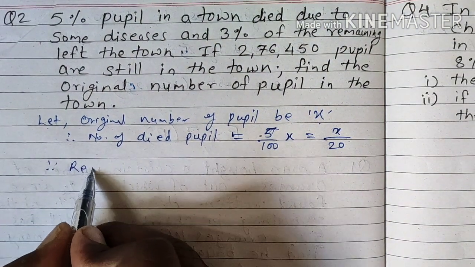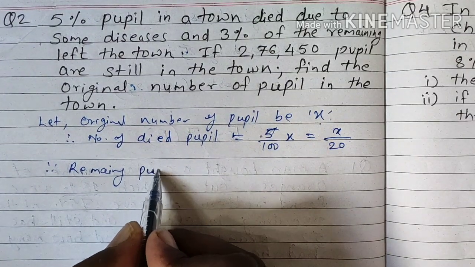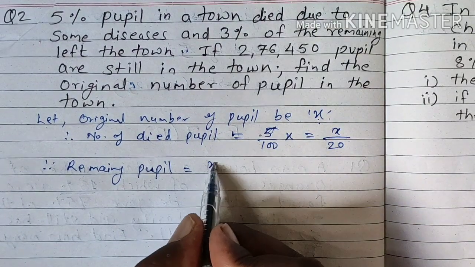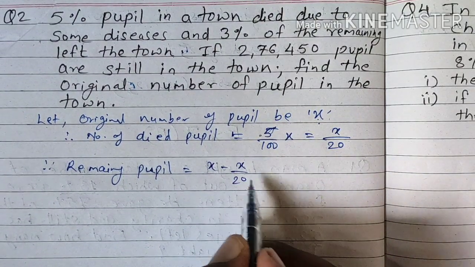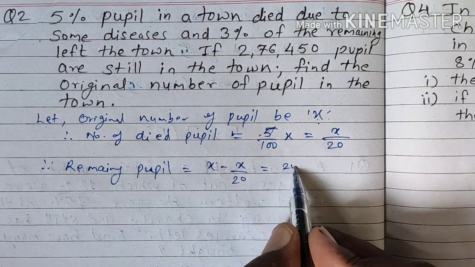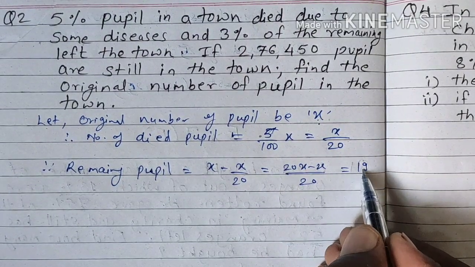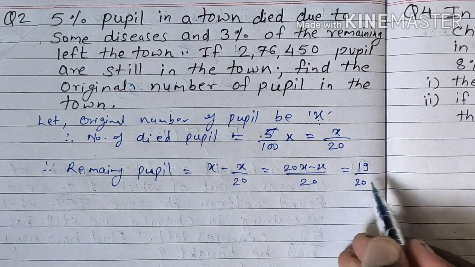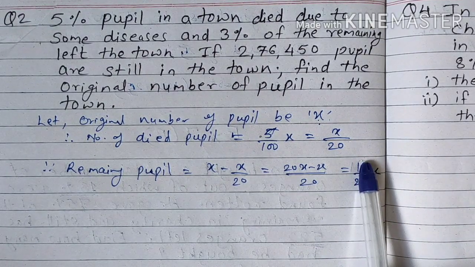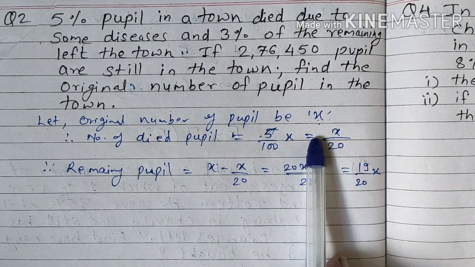Therefore, the remaining people are: out of X, X upon 20 died. So X minus X upon 20. We have to take LCM here. 20X minus X upon 20. So it becomes 19 upon 20 X. This much of people are remaining after removing the died people.